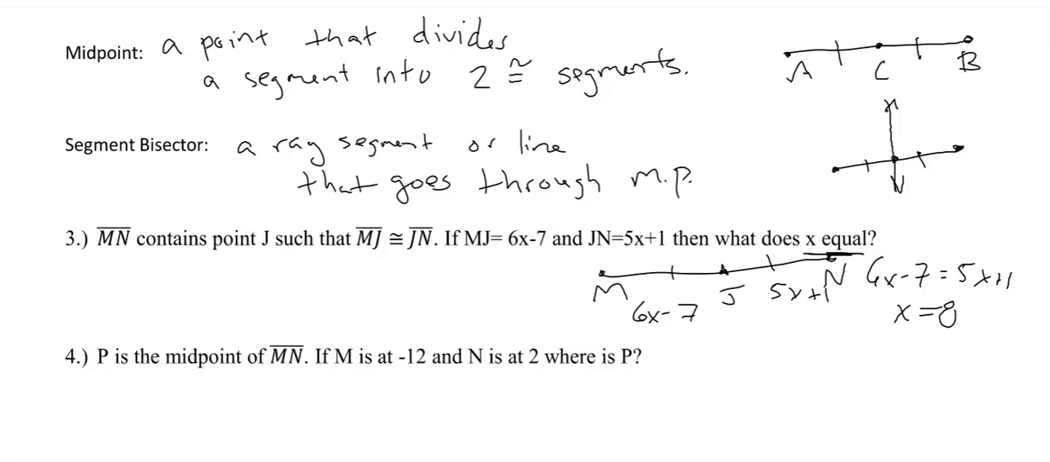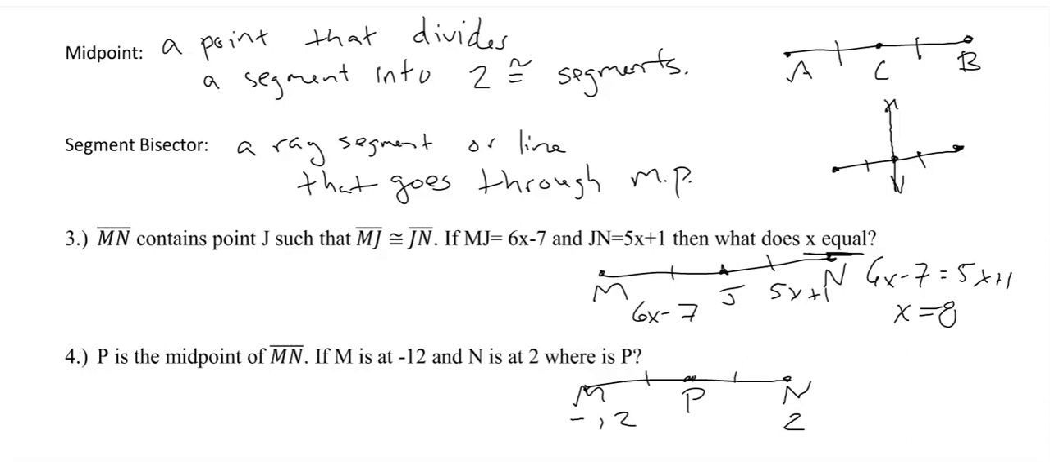All right. This one right here is a little bit trickier. It says P is the midpoint of MN. Let me draw this. MN. P is the midpoint. That's not perfect, but if I put tick marks, I know that it's the midpoint. M is at negative 12, N is at 2. Where is P?